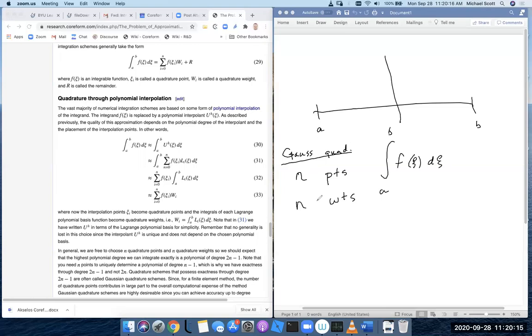which means that you're going to need an interpolating polynomial of degree 2n minus 1. So let's write our interpolating polynomial, approximately equal to big UH.